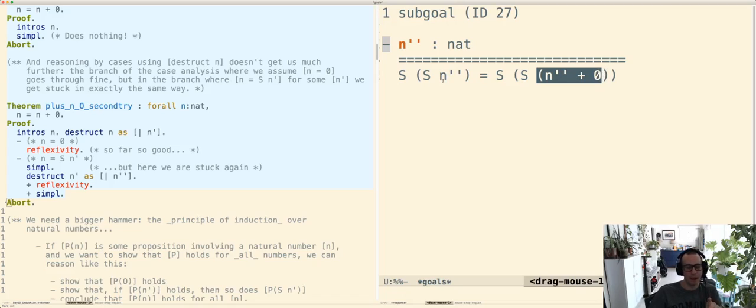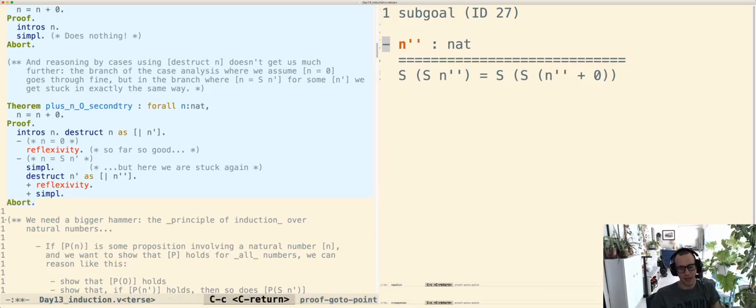Wait. We've been here before. We started with n equals n plus 0, and then we were like, oh, well, I just have to show n' equals n' plus 0 for some n'. Oh, I just have to show n'' equals n'' plus 0. We're going in circles. This is going to get us nowhere. We could sit here and destruct all day. This is not going to cut it. We need something else.